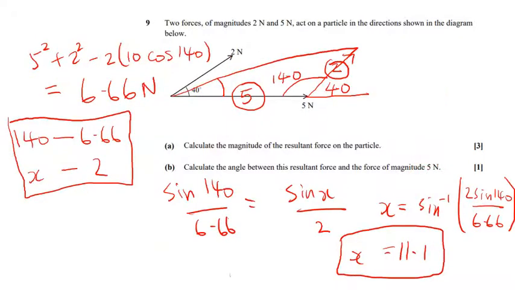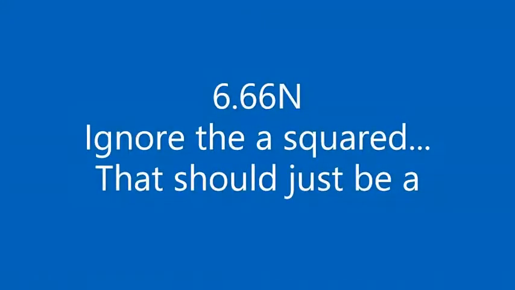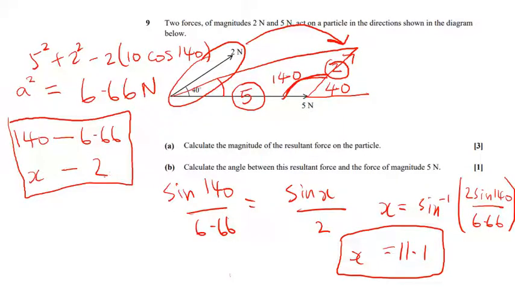Alternatively, you can use the cosine rule. So you need to move this vector, the vector that says 2 newtons, right? You move the 2 newtons to here, and you know that this angle is 140, that's 5 and that's 2. So you use 5 squared plus 2 squared minus 2bc cos A. So here you have 2 times 5 times 2 times cos 140. Ignore the a squared, that should just be a, but it's still 6.66 newtons.